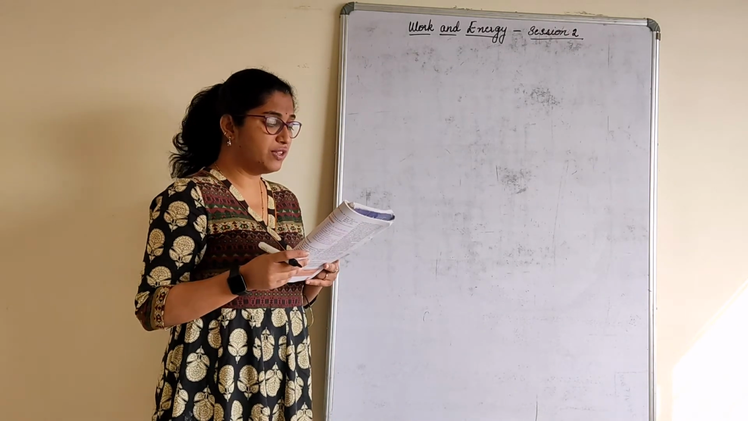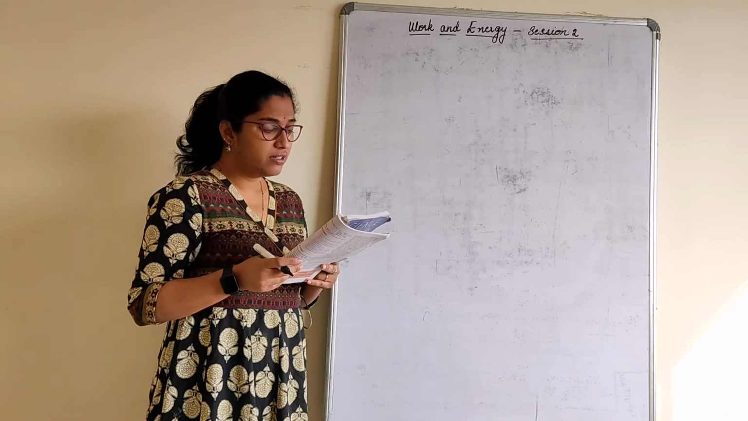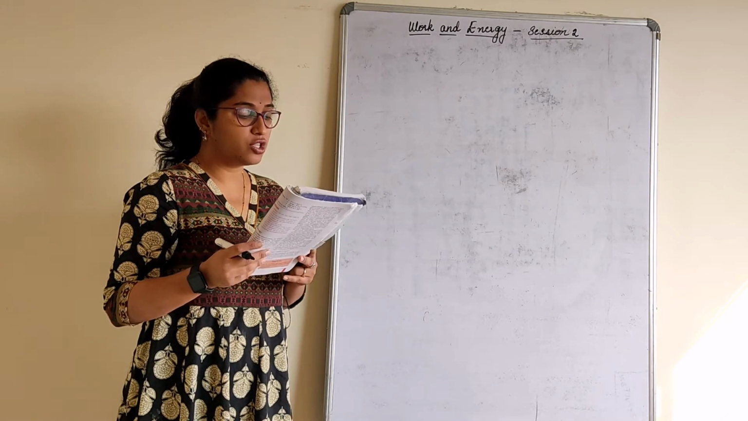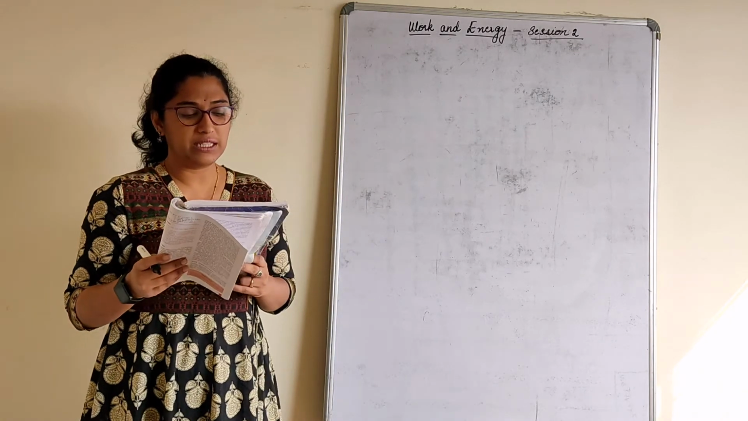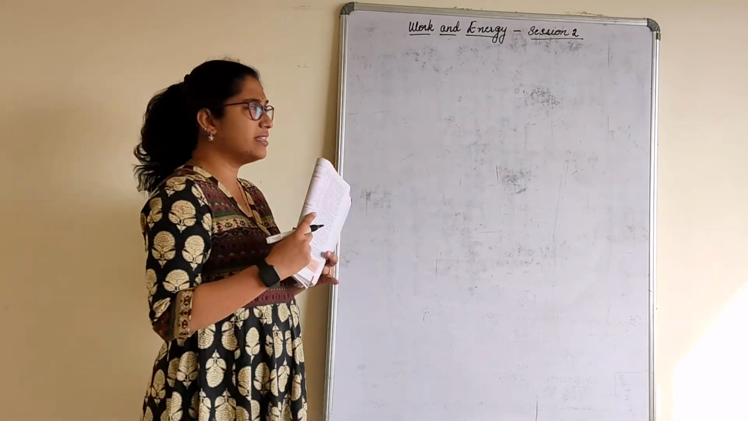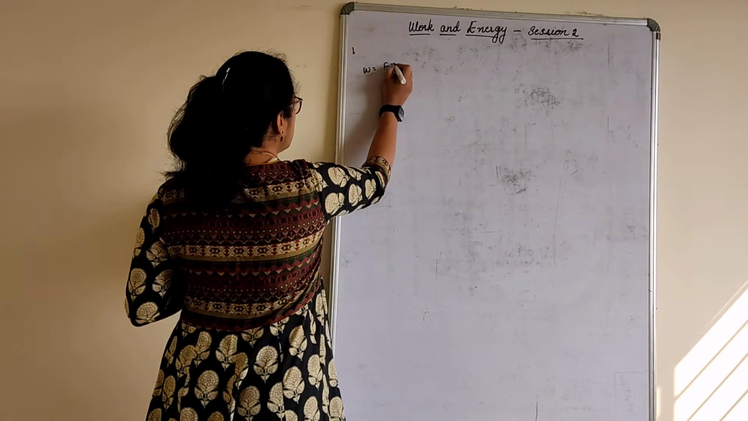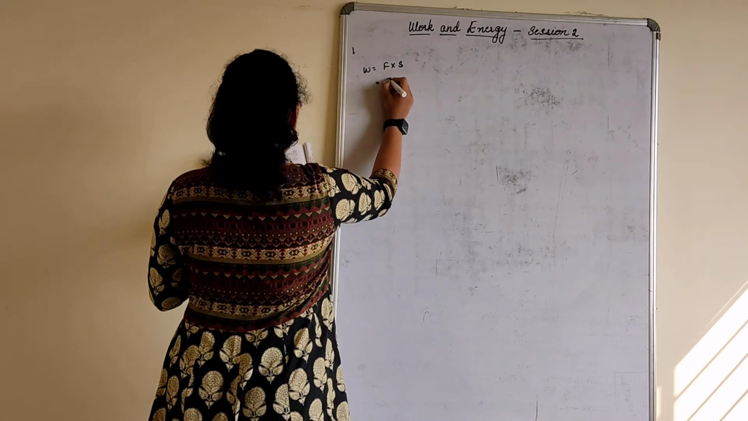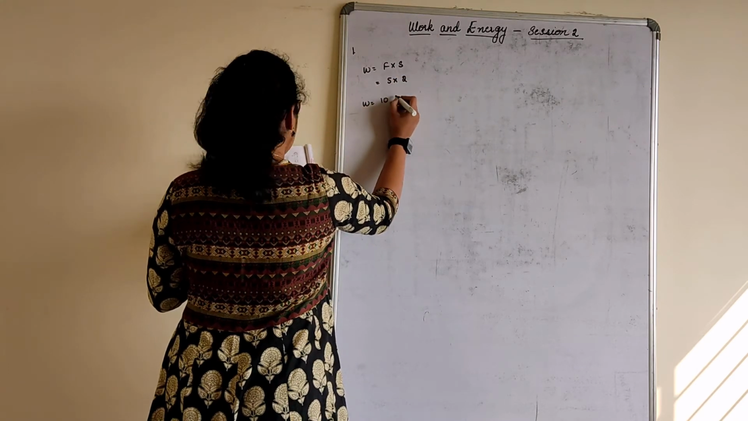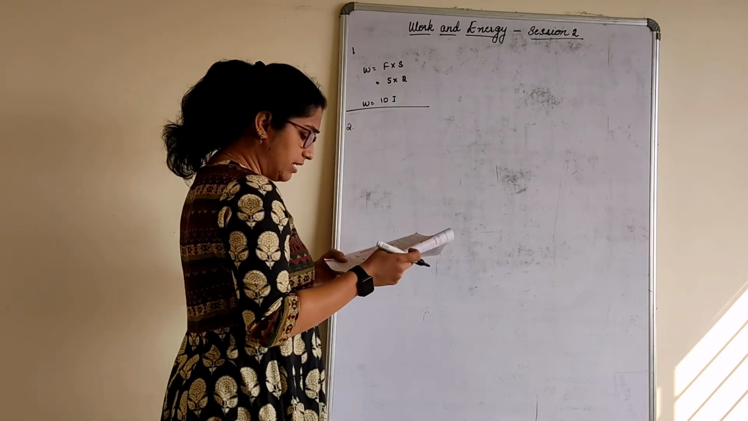A force of 5 Newton is acting on an object. The object is displaced through 2 meters in the direction of force. If the force acts on the object all through the displacement, find the work done. Work done is force into displacement. Directly you can write here, 5 into 2. So work done is 10 joules. Simple one. Second one, 11.2.